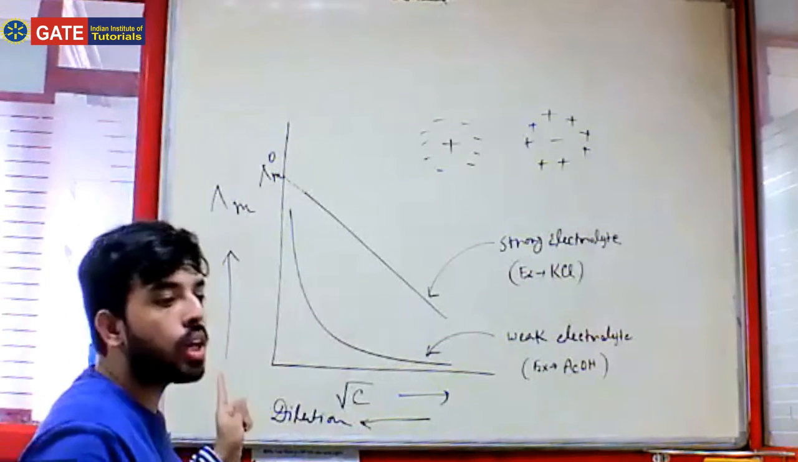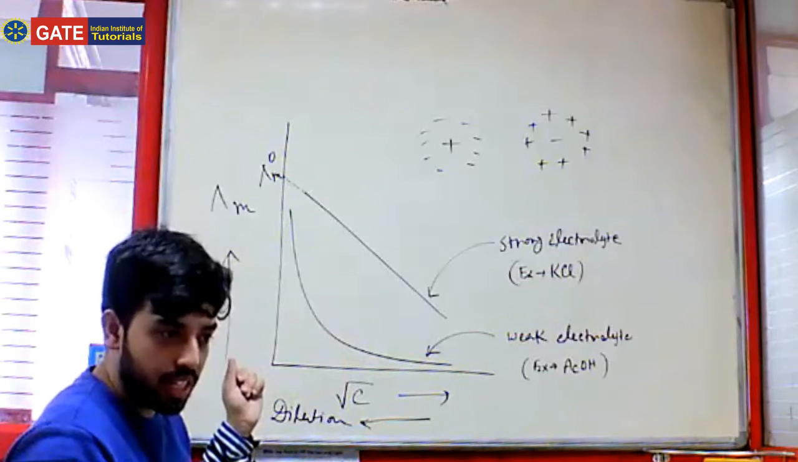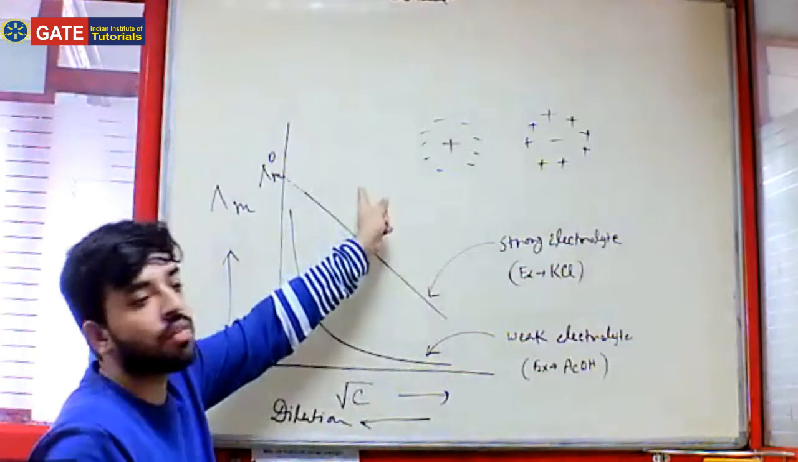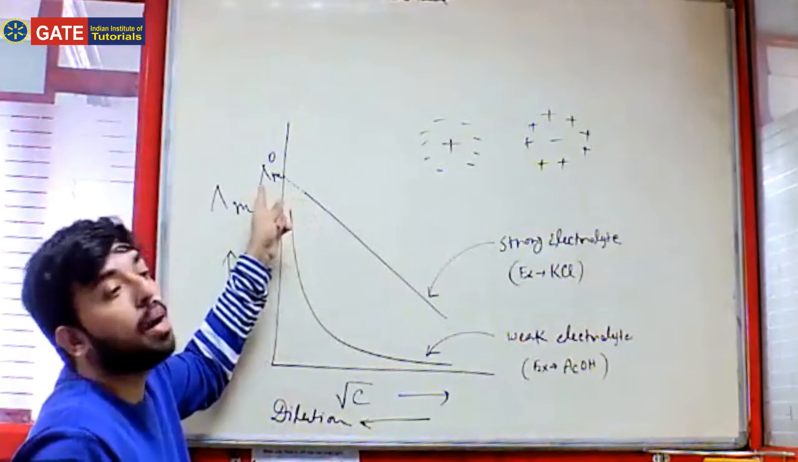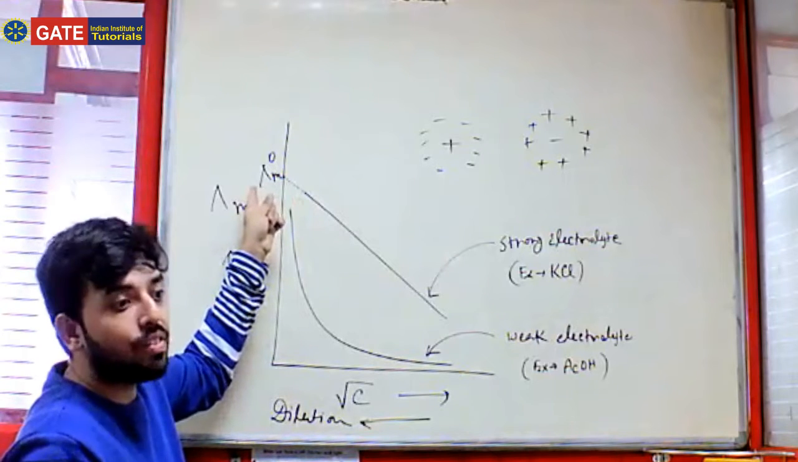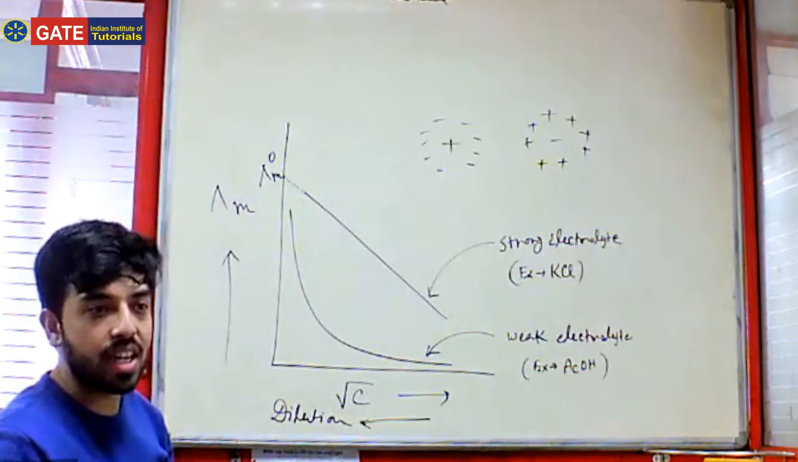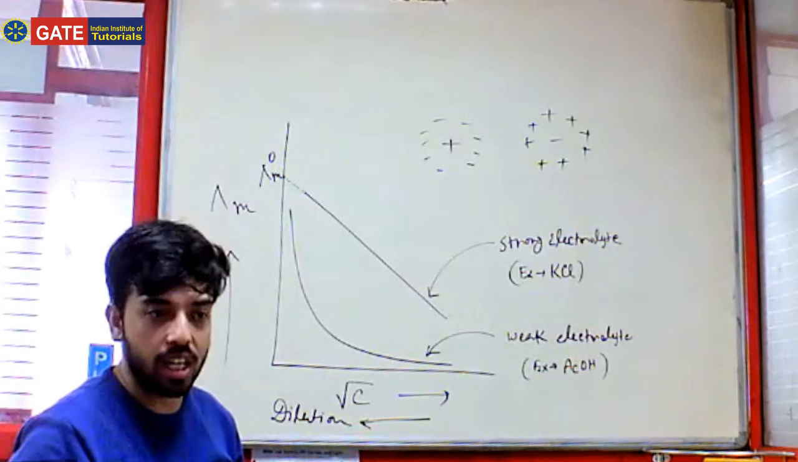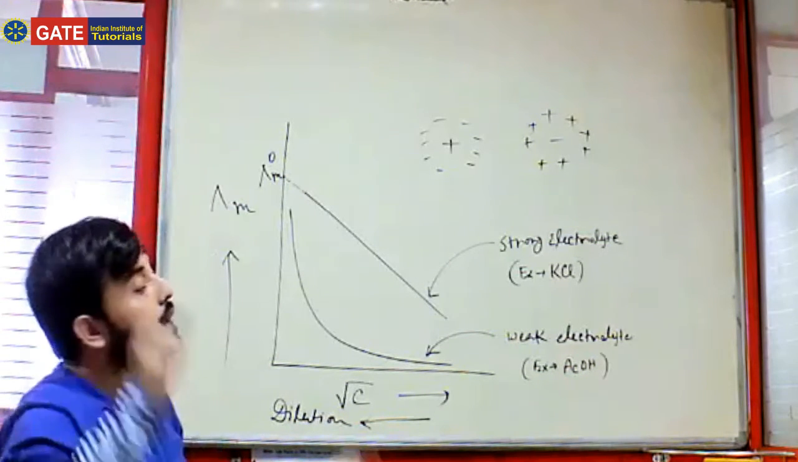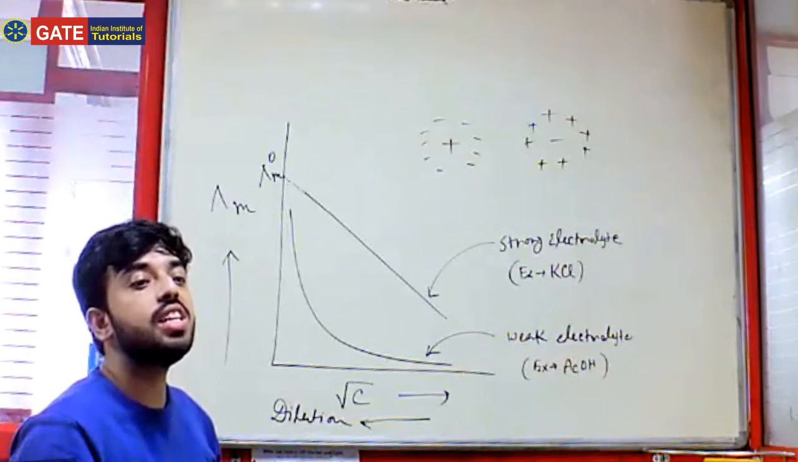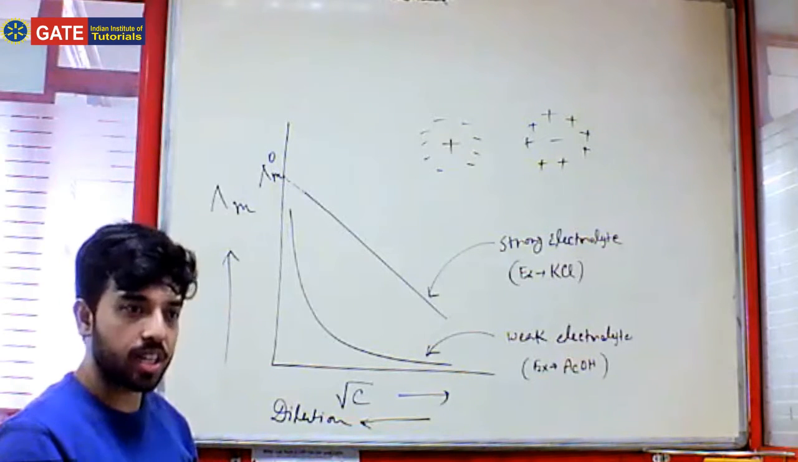And at a particular dilution, when the dilution tends to infinity, the conductivity of this central ion will reach a limiting value. This is called the molar conductivity at infinite dilution. In some books, they are provided with respect to the equivalent conductance. Equivalent conductance and molar conductance are different, which I can tell you later on. Equivalent conductance is when the concentration is in gram equivalent.